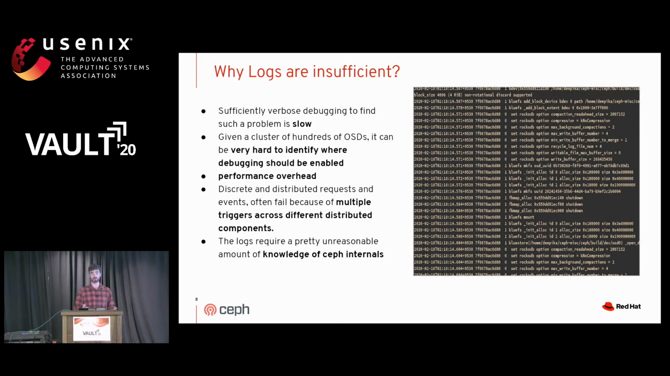So the current go-to solution for figuring out why a cluster is misbehaving is probably to email the list, at which point a helpful developer will tell you to enable debug OSD equals 20 and debug MS equals 1 on every OSD in your entire cluster, which will be not great. Sufficiently verbose logging is actually quite slow. The CPU cost is quite high because of the actual process of constructing the strings and sticking them into the log files. And with hundreds of OSDs, it's really hard to identify which set of OSDs you need to enable logging on without already having enabled logging.